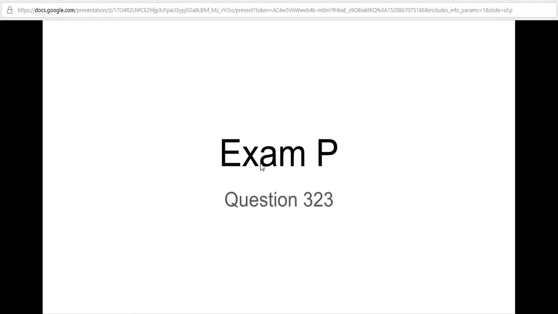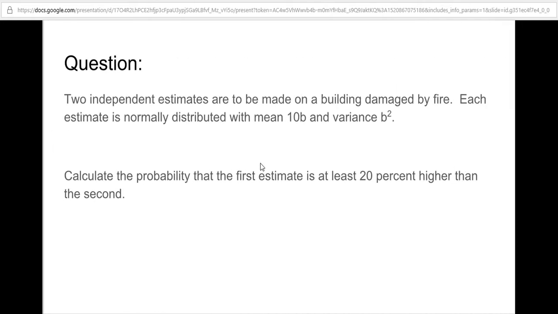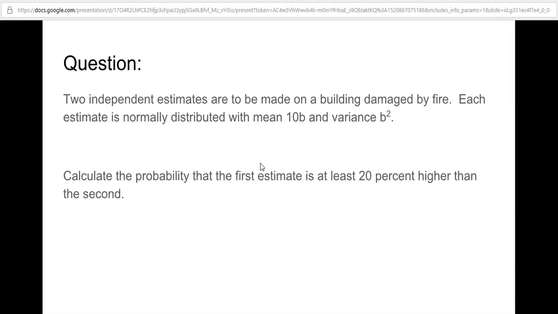So today we're going to be covering Exam P sample question 323. I advise you to take a moment, pause the video, and read through this question, and we're going to be covering it in the next slides.